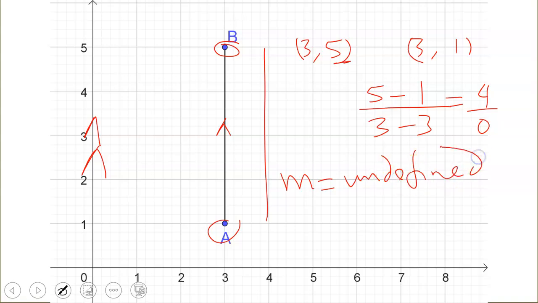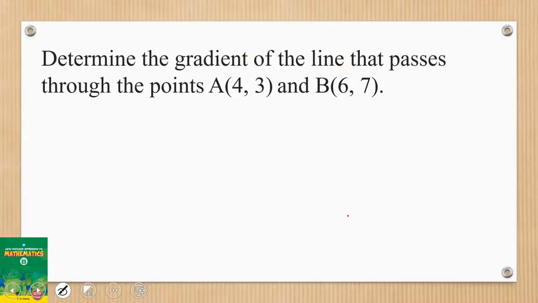Okay, that's beautiful, right? Now, let's take a few examples and see. Let's say you are to determine the gradient of the line that passes through the point (4, 3) and (6, 7). How will you find the gradient? So here we have to define our x1 and y1. So if I call this x1, I'll call this y1. And if I call this x2, I'll call this y2.